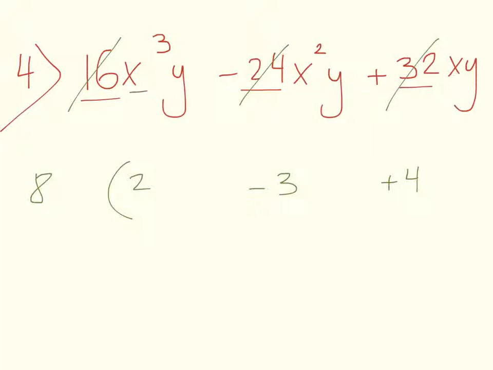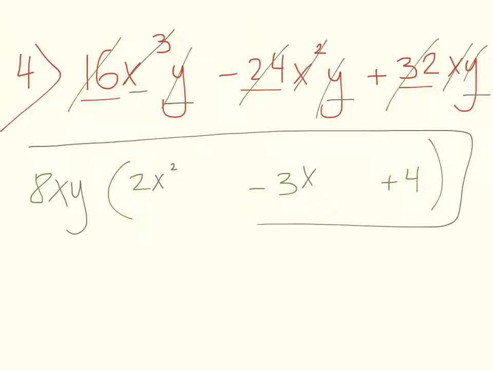X to the third, x to the second, and x. I'm going to factor the one with the least power. So if you factor x from x to the third, you're only left with x to the second. If you factor x out of this, only x will be left. And if you factor x out, nothing will be left to be with the 4. Now let's look at the y's. There's a y in each one of them. So I'm going to factor a y out. So then no y's will be left to be with the numbers. So that's going to be your final answer.